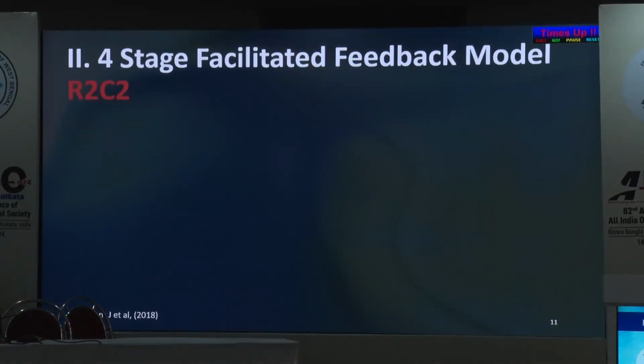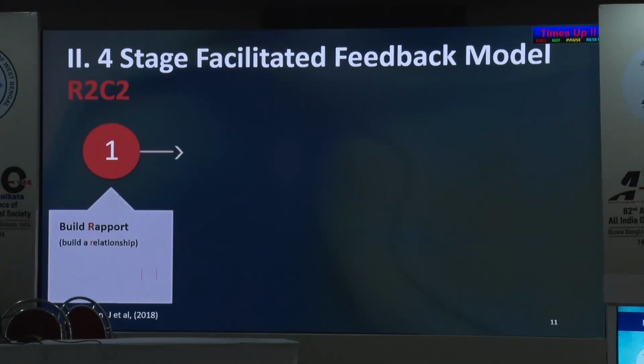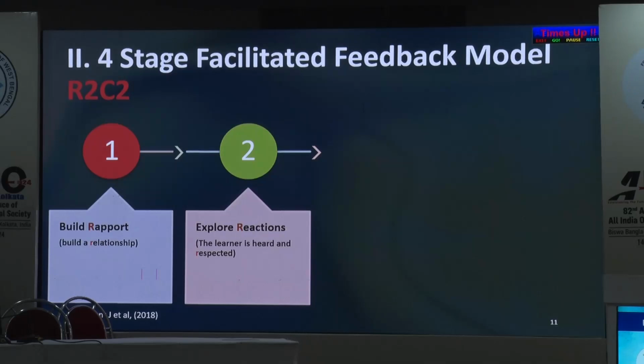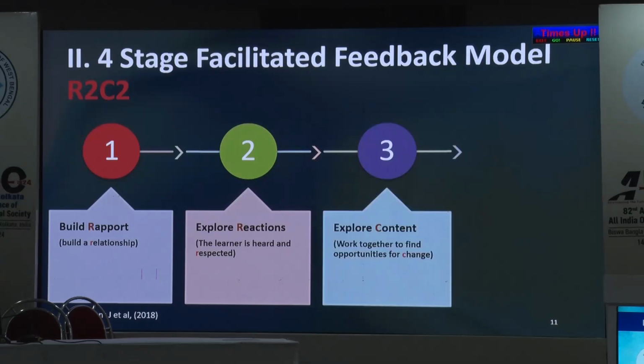This is another model. This is the R2C2. Let's see what this stands for. It's building rapport, building the relationship first. This is the landscape of every good feedback. And then explore the reactions. This is kind of the first layer of the sandwich. That is, what do you think happened? How did you feel it go? And then go on with the conversation and see what the mentee says.